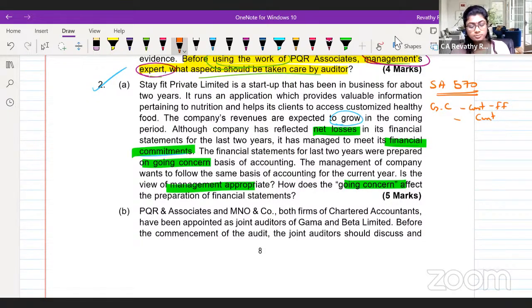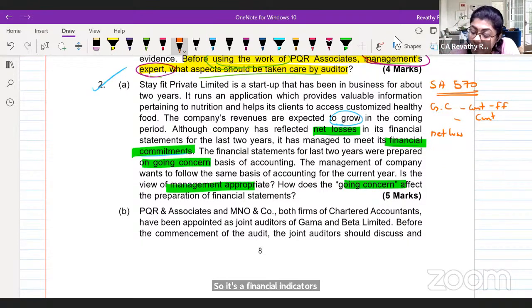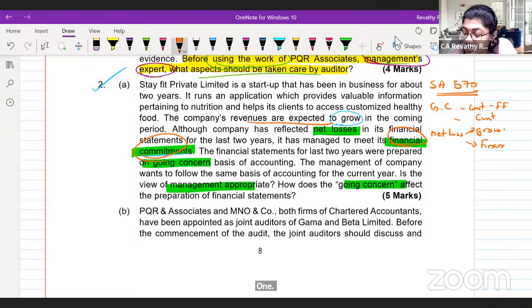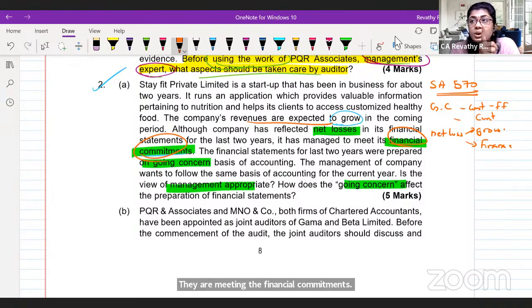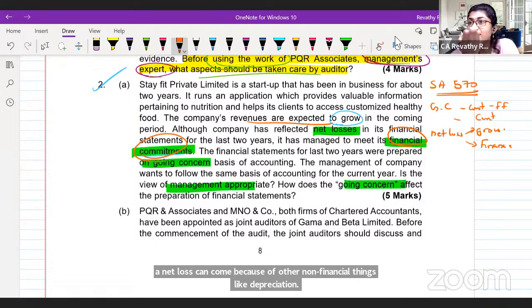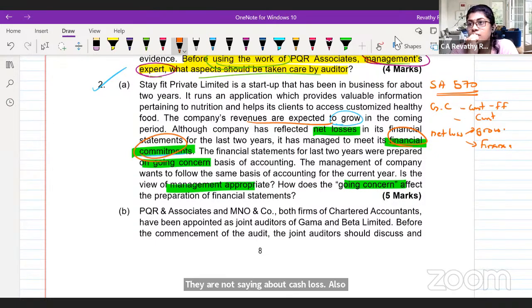Answer is, you saw net loss. So it's a financial indicator, but wait. They are expected to grow. One, they are meeting the financial commitments. And a net loss can come because of other non-financial things like depreciation, provisions, estimates. They are not saying anything about cash loss also. So there is no material uncertainty in the given case.